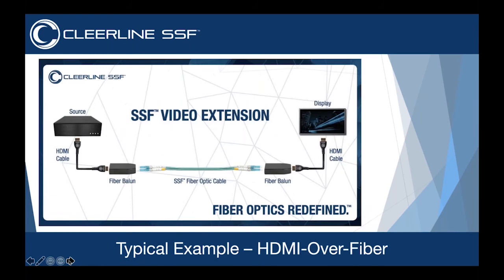The next one is a typical example of what we see for HDMI over fiber. So we come out with our source device, and again we can start talking about HDMI 2.1, which is high bandwidth. We come out with our HDMI cable into what they call a fiber extender. It's actually not a balun. A balun is a misuse of a term there. It goes into a fiber transmitter, and that transmitter converts the HDMI to fiber. All right, converts it to fiber, sends it down the fiber optic cable.